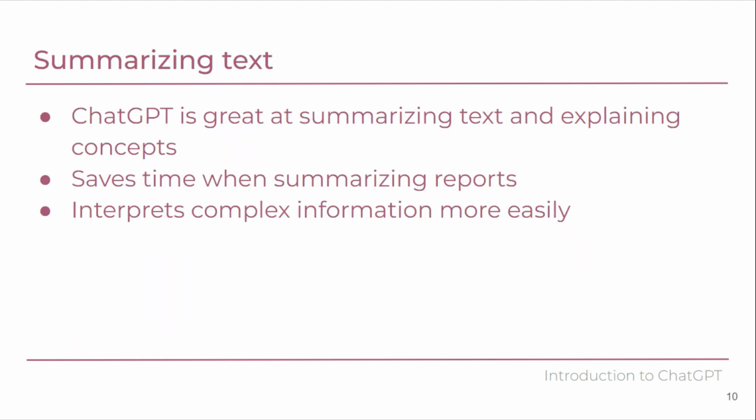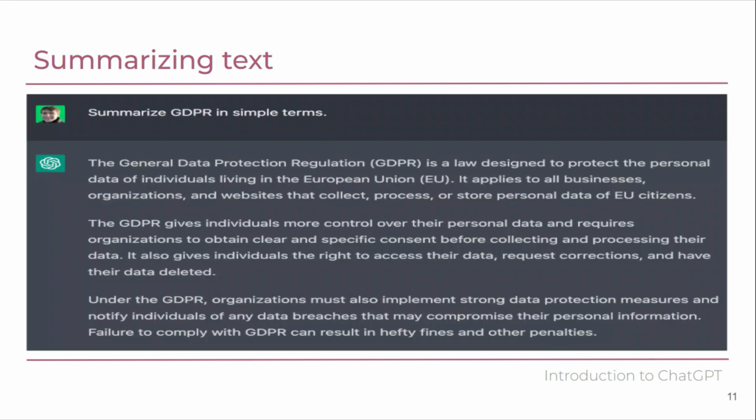ChatGPT is great at summarizing text or concepts for a particular audience, which is useful when summarizing reports for different stakeholders or interpreting complex information. Let's write a prompt to instruct ChatGPT to summarize GDPR in simple terms. ChatGPT responds with a summary that contains very few technical details or jargon while still capturing the key points. This is a good start.